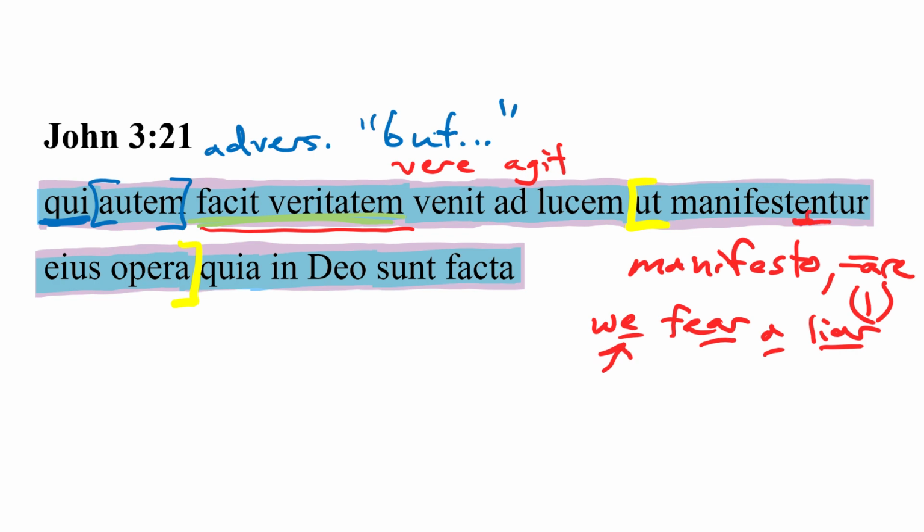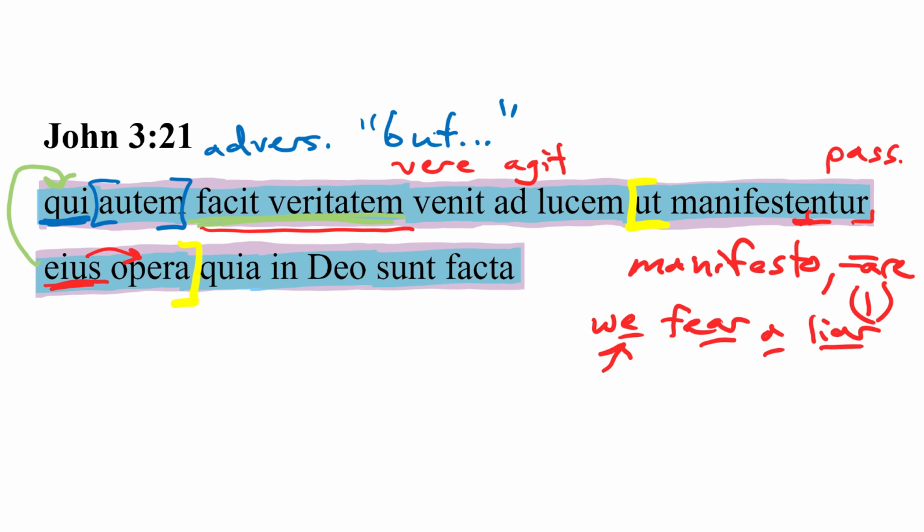We can see that this is third person plural because of the untur. We can see that it's passive. So we can say third person plural, subjunctive, passive, present tense. In order that his deeds, and who does his refer back to here? Well, the he who from the beginning of the sentence. In other words, this kind of person who facet veritatem, who does the truth, who acts honestly, his deeds, opera, may become known, may be publicly exhibited, manifestentur, that's what that means.